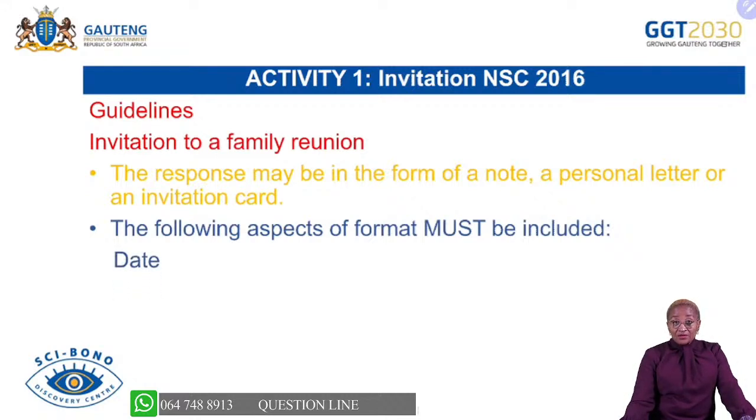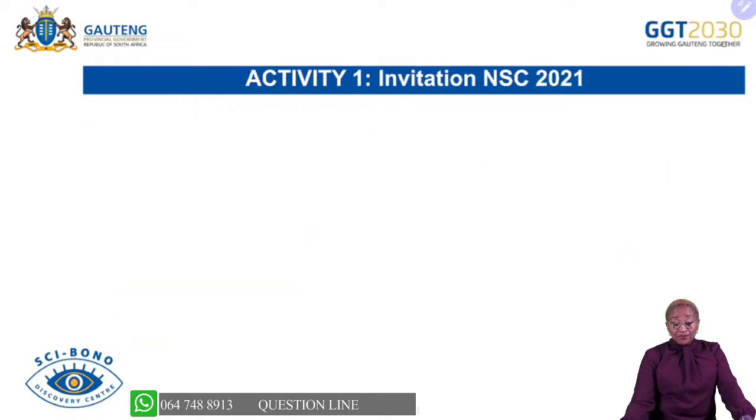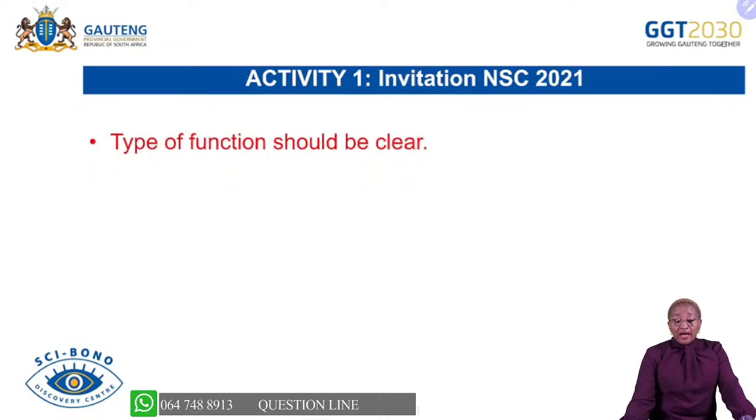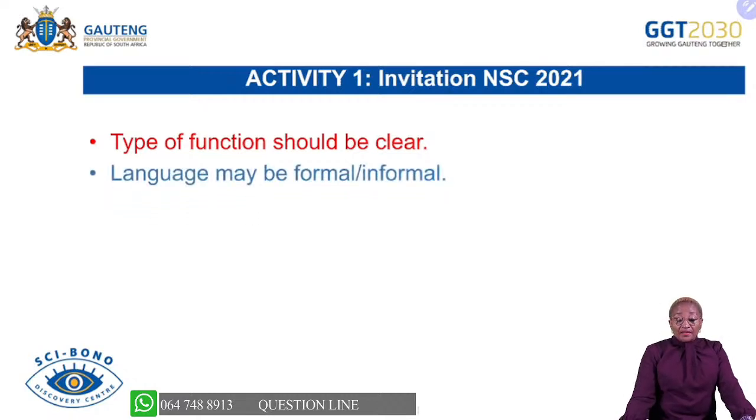The date on which you would love the reunion to occur, the venue, where will that take place, as well as the time. Type of function should be clear. We have already indicated that this is a family reunion. Language may be formal or informal. Remember, you will be writing that to family members.